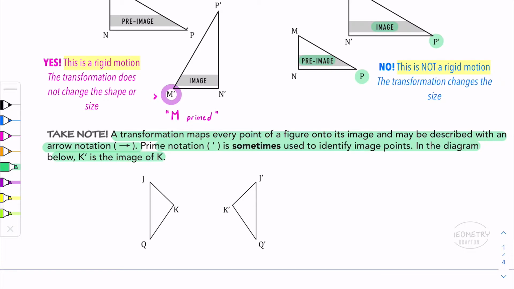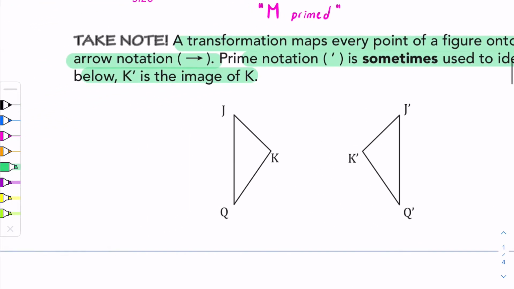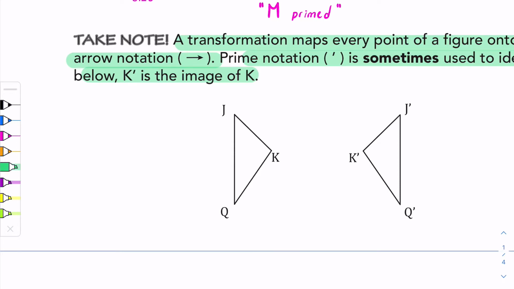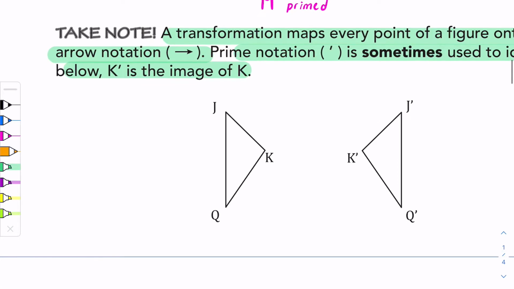Again, we did talk about this a little bit. I am going to explain it further. If you are using the correct notation, here is our pre-image. Here is our image. I know this because I'm looking at the letters K and then K prime.